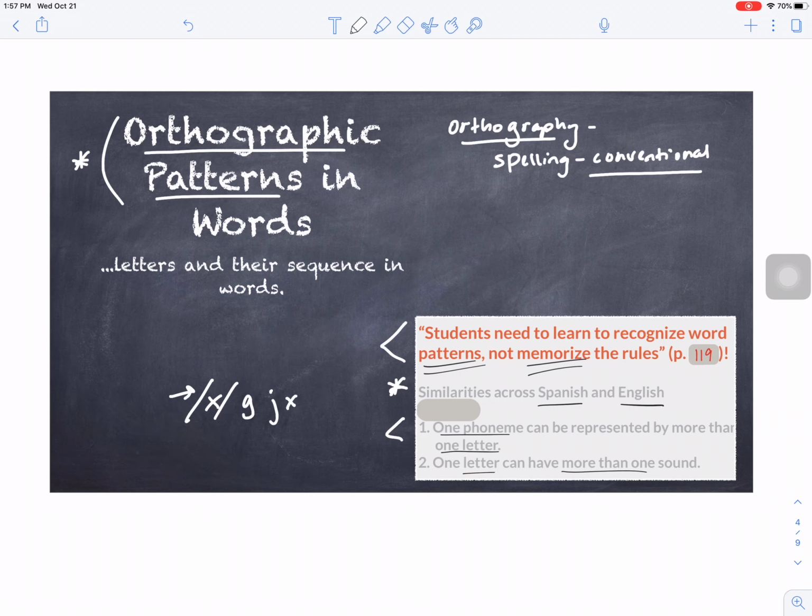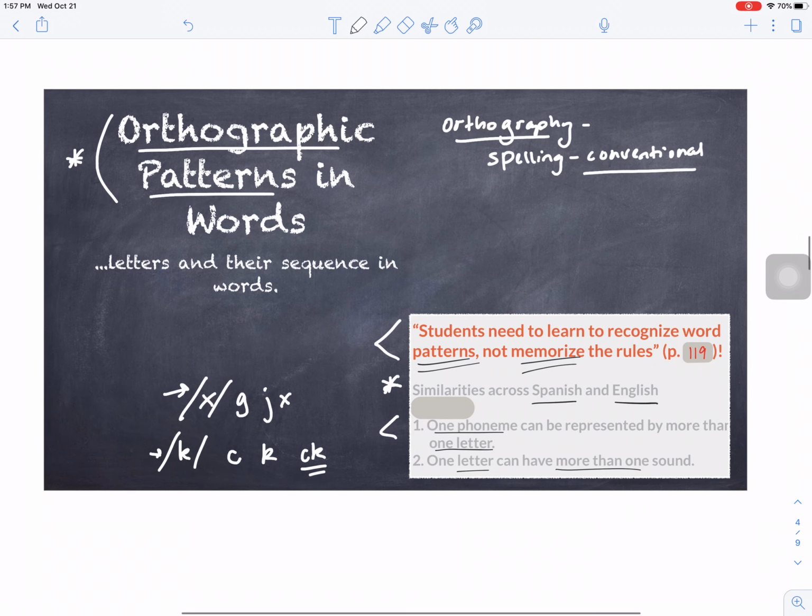That can also happen, obviously, in the English language. If we have the k phoneme, there's my brackets, then we might see the k phoneme with a C, a K, or sometimes together, the CK together. So that's important for students to know that there isn't a set rule for exactly what letter makes that sound.